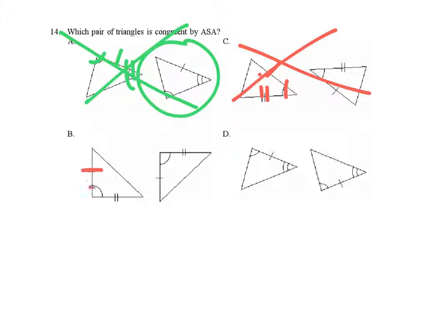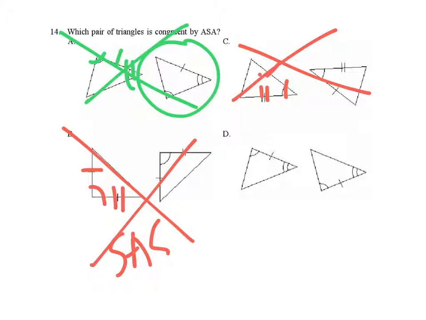B has a side, angle, side. So this one's SAS too. So that one's out. And then let's look at D. We have angle, side, angle, angle, side, angle. That one works. So our answer is D.